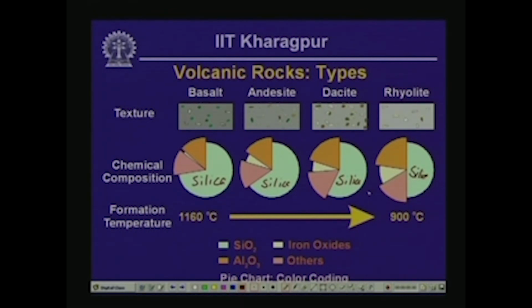And the formation temperature of these rocks also varies over a very wide range. Basalt rocks form at a much higher temperature in comparison with rhyolites. In fact, basalts originate from solidification of magma at say 1200 degrees Celsius, whereas rhyolites form only at about 900 degrees Celsius.